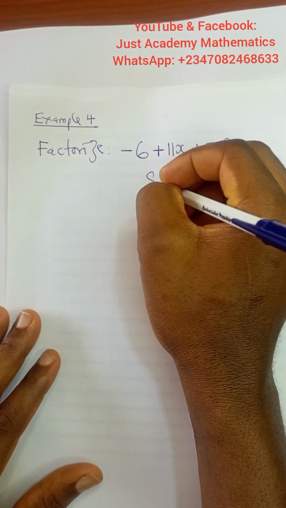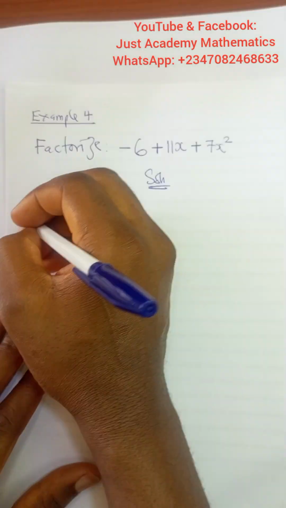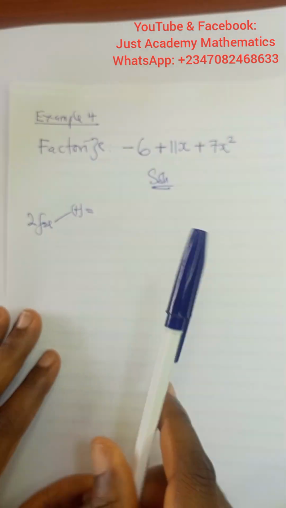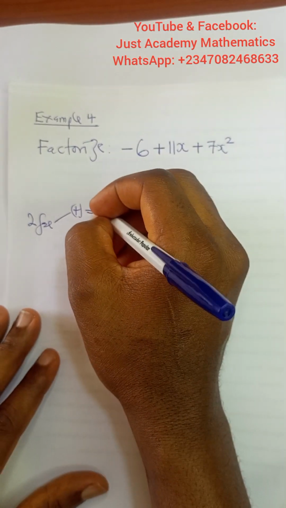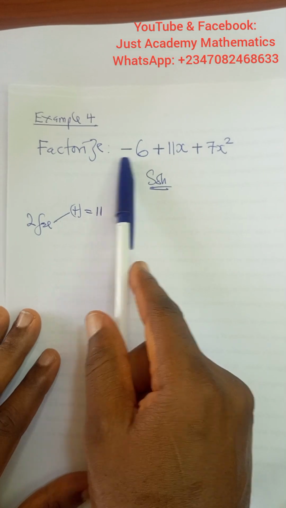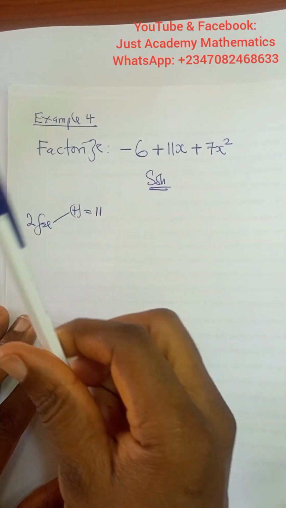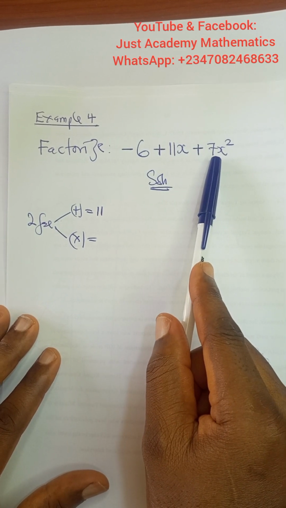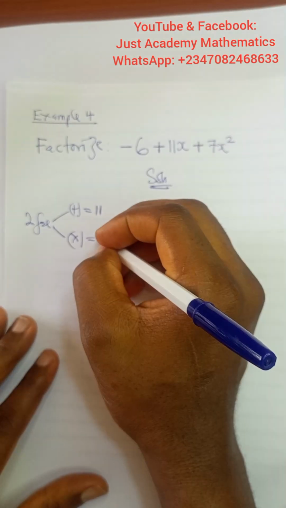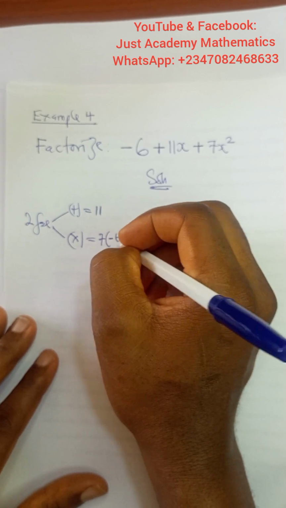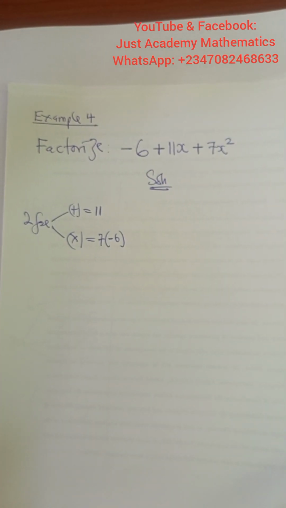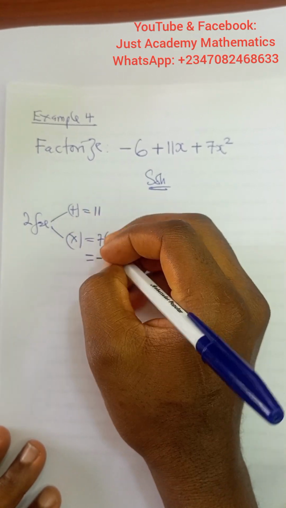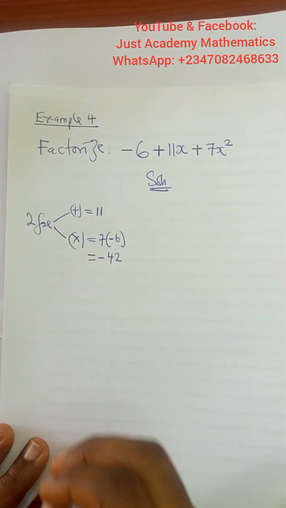Now, solution, the same thing, nothing has changed. We look for 2 factors we will add to give us B. What is B? B is 11. Regardless of the arrangement, make sure you don't get confused. B is 11, and we'll times to give us AC. What is A? A is 7. And what is C? Minus 6. That is 7 times minus 6. Are you following? And of course, you know that 7 times 6 is what? 42. So we're looking for add to give us 11, times to give us minus 42.